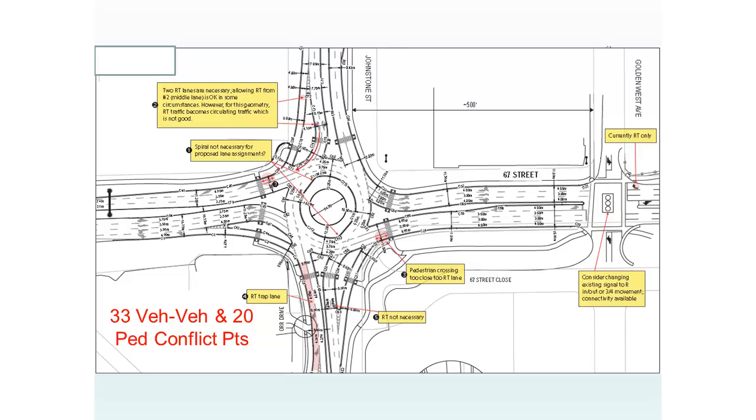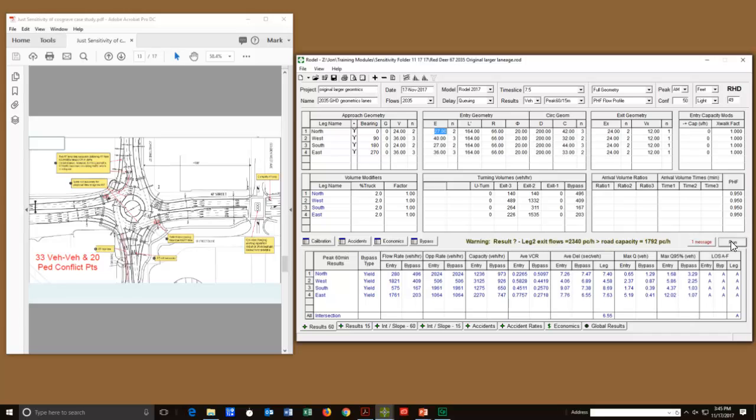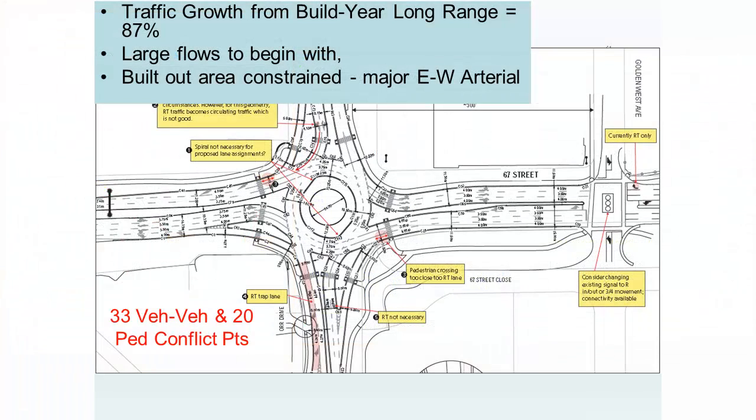So there's 33 conflict points, and when you just count the amount of laneage that the pedestrians are crossing, there's 20 pedestrian conflict points. And as we look at the operations that are predicted with Rodel on the long range flows, we have level of service A with that long range geometry. That was the 60 minutes. I'll check the peak 15-minute analysis period, and still level of service A, less than 10 seconds of delay for all approaches on the long range flows.